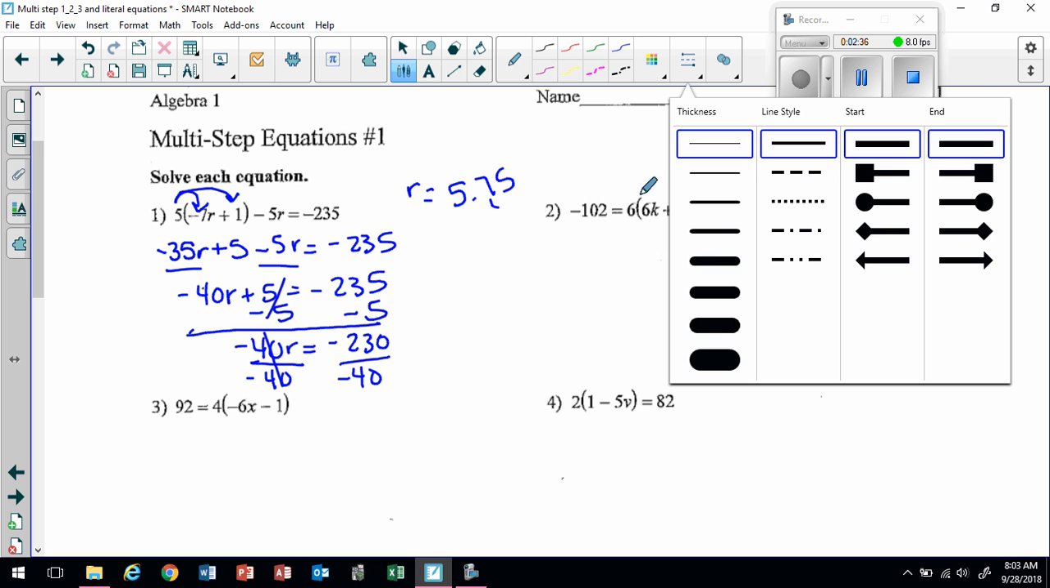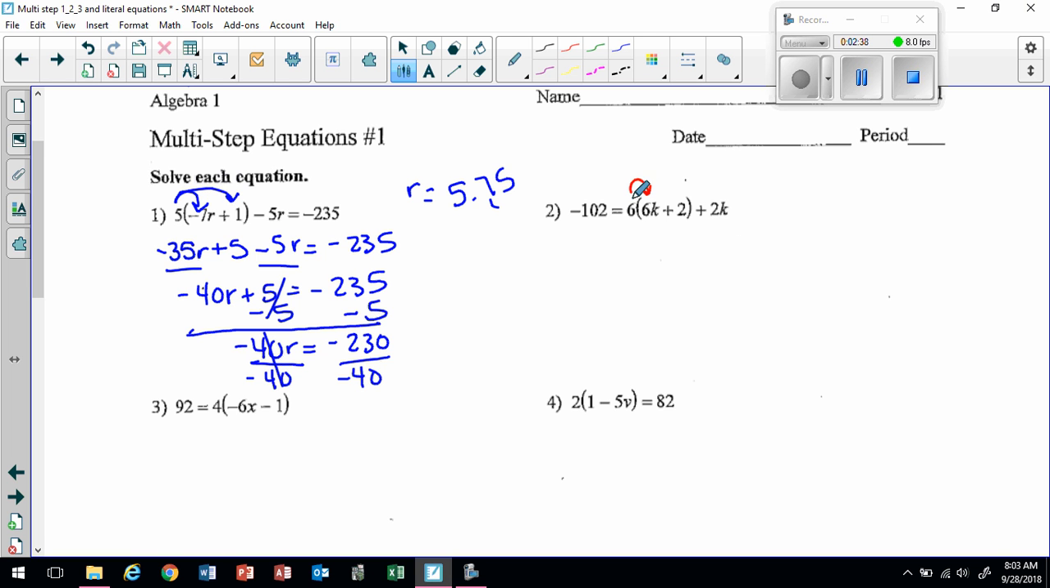So now we're going to do the same thing over here. Nothing changes. We see parentheses. We have to distribute. So I have a -102, which equals 6 times 6. It's going to give me 36K. And then 6 times 2 is going to give me a +12 plus 2K. Now I look to see where I can combine my terms. I have a +36K and I have a +2K. So I'm going to bring down my -102 equal sign.